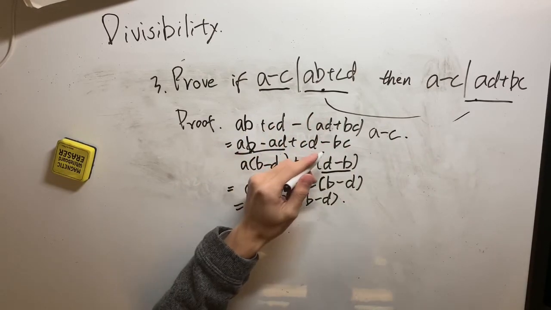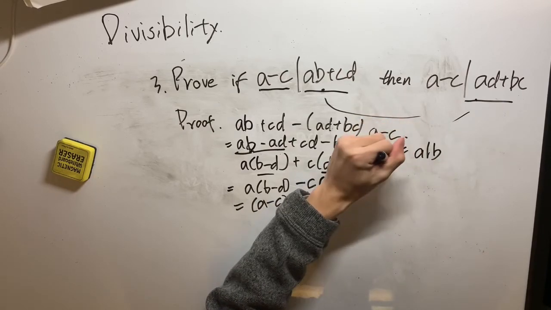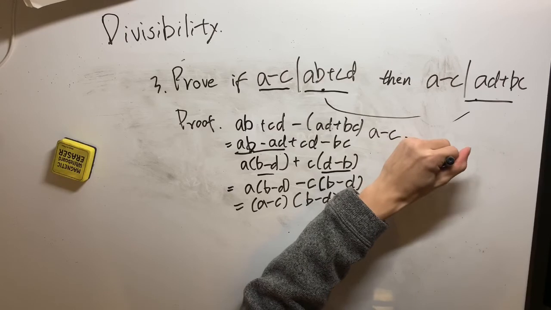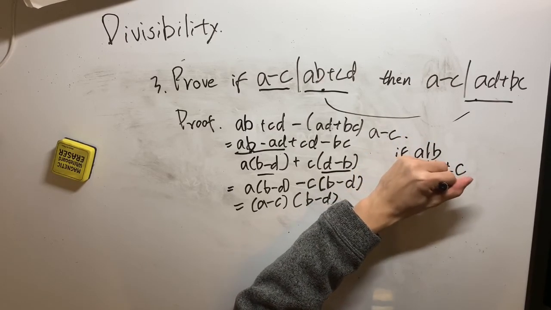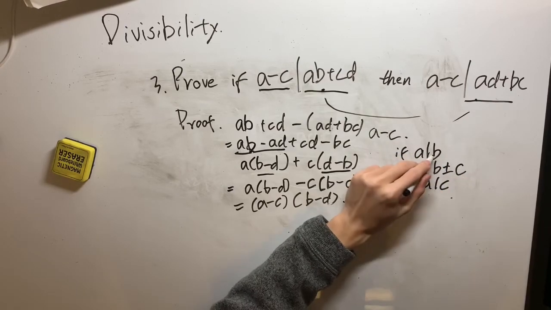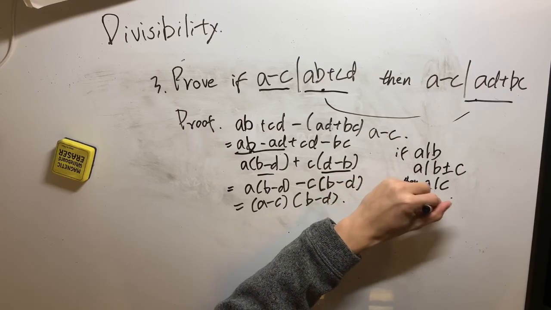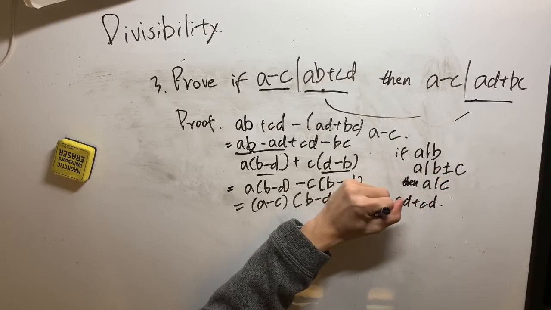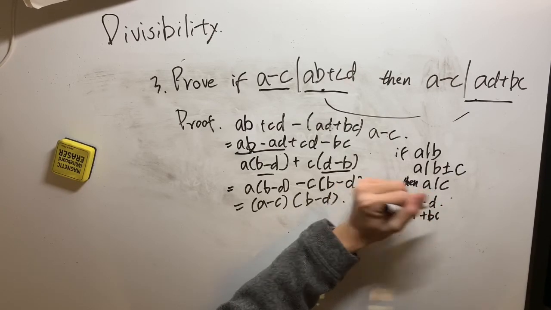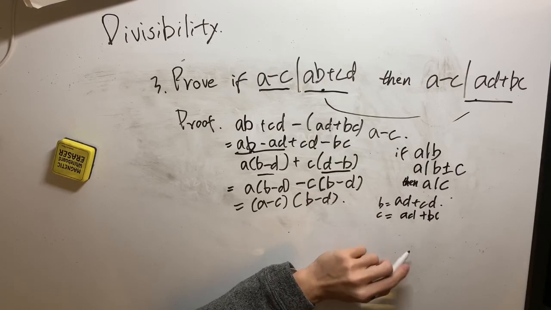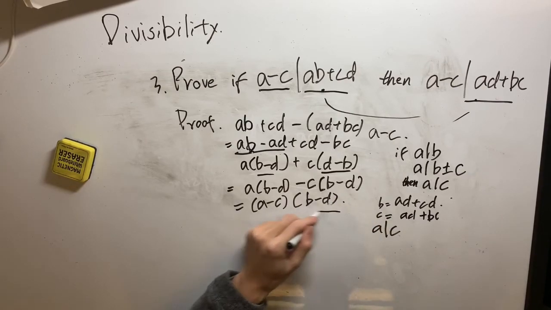As recalled from the properties, if a divides b and a divides b plus or minus c, then a divides c. In this case, b equals ad plus cd, the first expression, and c equals ad plus bc, which is the second expression. So a divides c, as we proved.